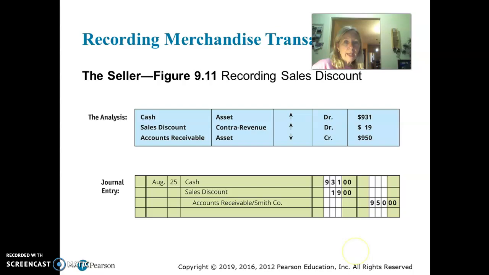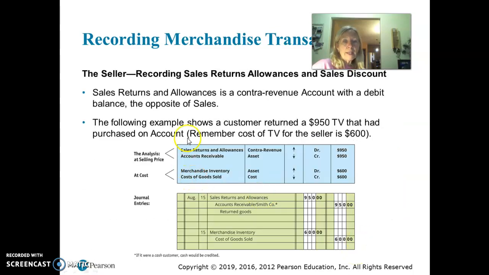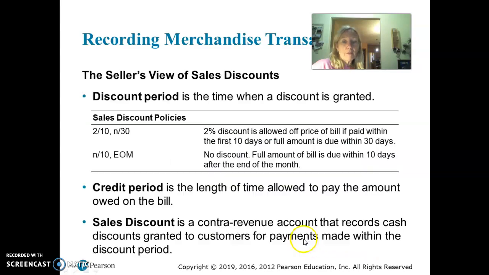So that's a sales discount, and the other one is sales returns and allowances. So this is when your customers bring back defective merchandise. We give them basically their money back. If they bought it on credit, then we credit their accounts receivable. We keep track of the defective merchandise in sales returns and allowances, which is a contra revenue account. We increase our merchandise, brought it back, we're putting it back in merchandise. We have to take care of it a little bit later, but that increases our merchandise inventory, and it decreases our cost of goods sold.